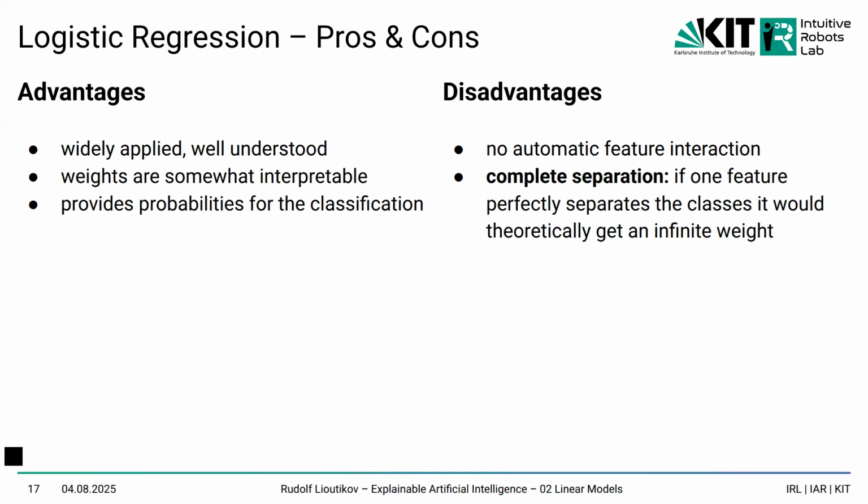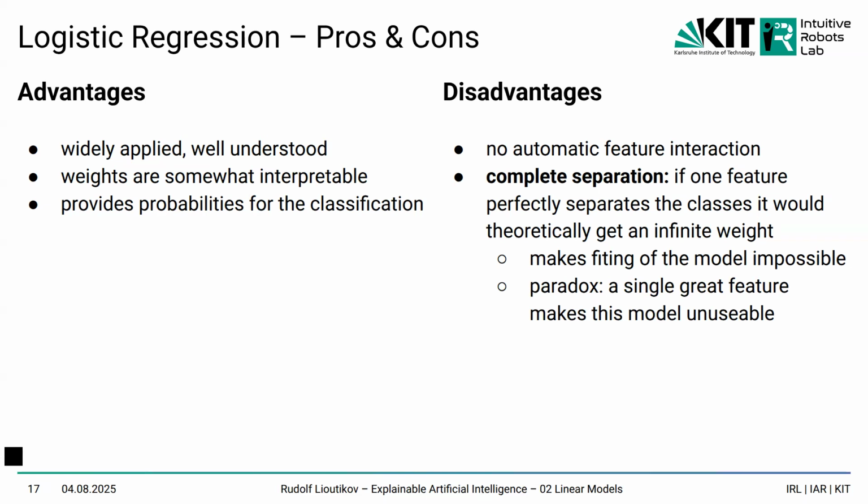Okay, so the problem is basically what it says there, right? If one feature perfectly separates the classes, it would get infinite weights, and all the other features basically would not be important at all. And then the classification would suffer. It would actually be really, really bad for classification. So logistic regression makes sense if you don't have one individual feature that is sufficient for prediction.